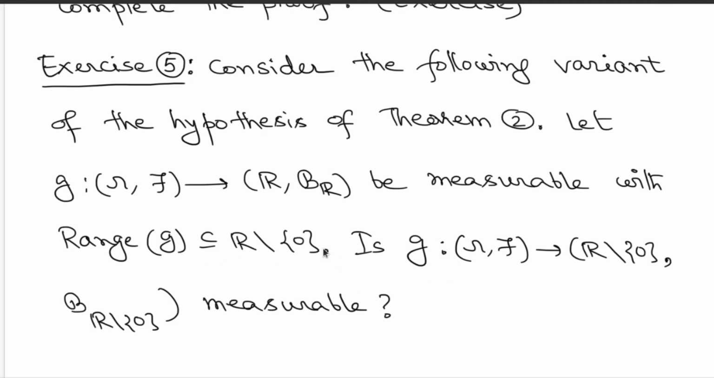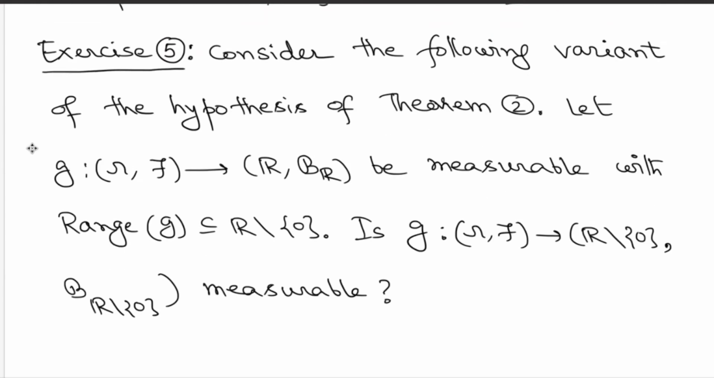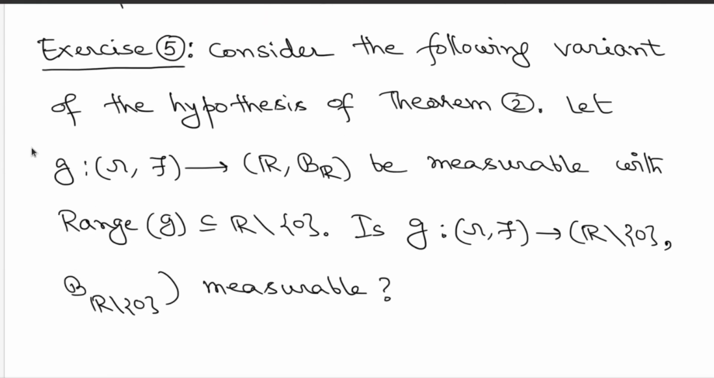Since g is taking values inside R minus 0, you can consider this question as a mapping from Omega to R minus 0, where you put the appropriate domain side sigma field script F, but the range side sigma field you now take to be the Borel sigma field on R minus 0. Given that g was originally measurable with respect to the Borel sigma field of R, with the additional fact that the range of g is now R minus 0, can you say this? Try to work this out. That's the exercise.